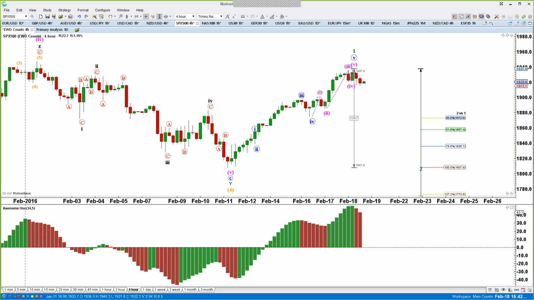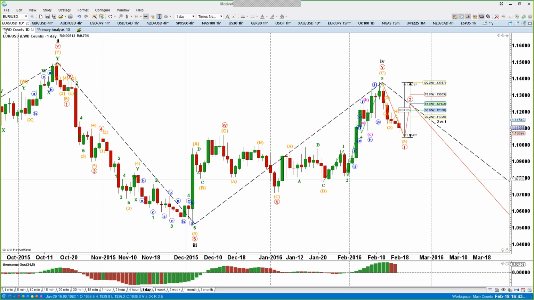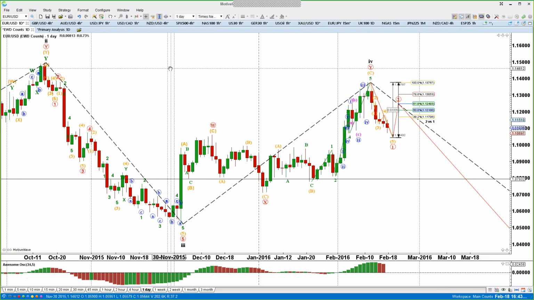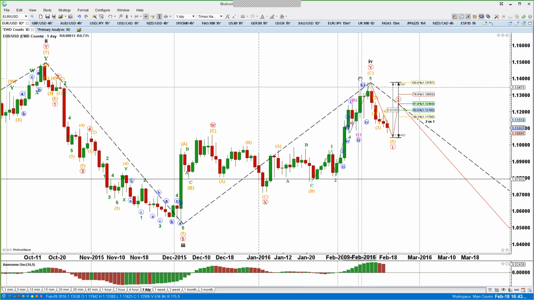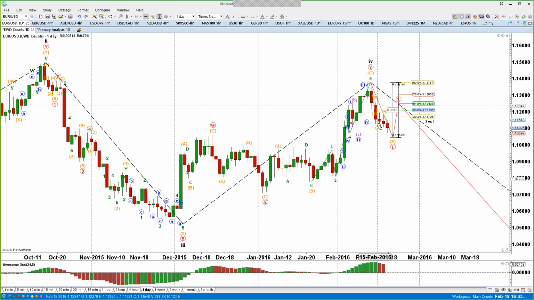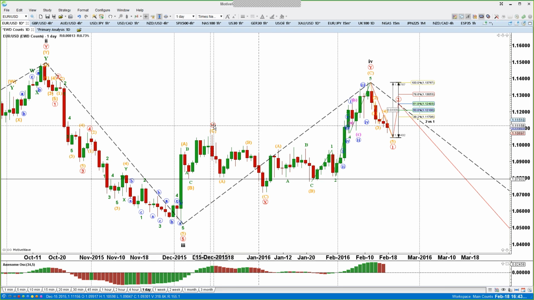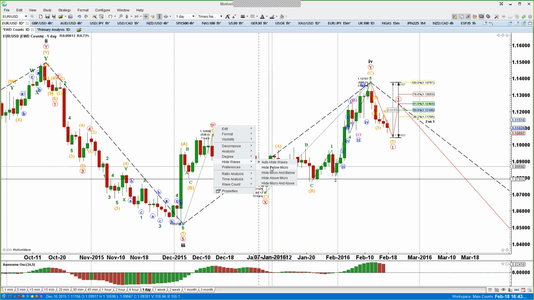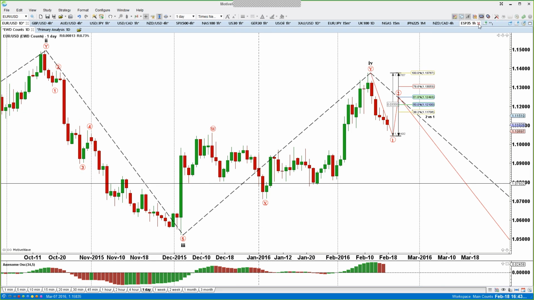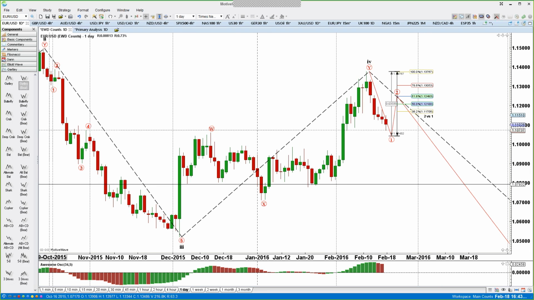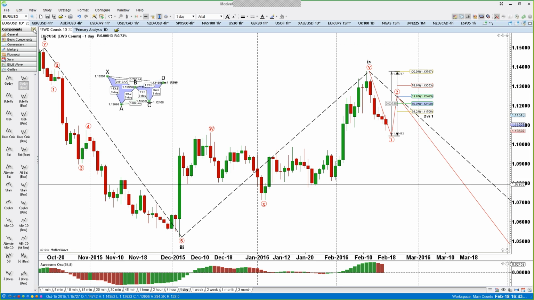Okay, now we're going to check the euro. Let's go now to the currencies. The euro is reacting fantastic. We were able to find the end of the wave 4 very successfully in our service. We did something similar as the example I show with the oil by using a Gartley.